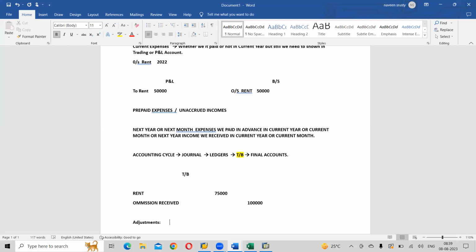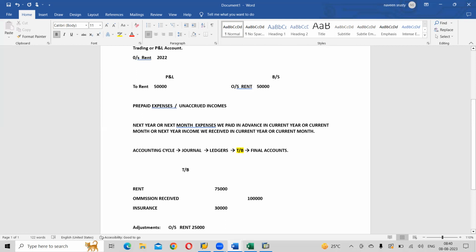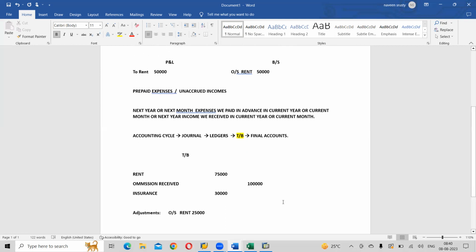So in the adjustments, they mentioned rent, outstanding rent, 25,000. Again, one more expenditure, I'll write it as insurance, 30,000. Okay, so here in the adjustments, they have mentioned outstanding rent, which means that I'll explain this.